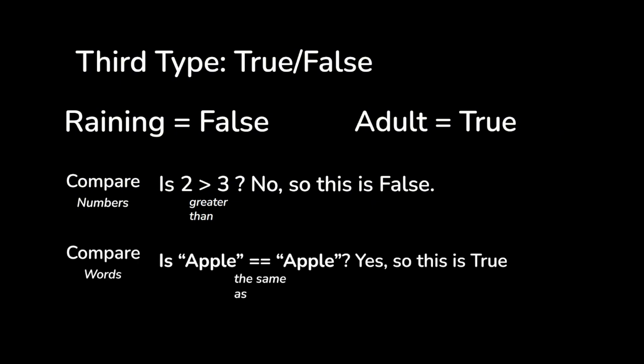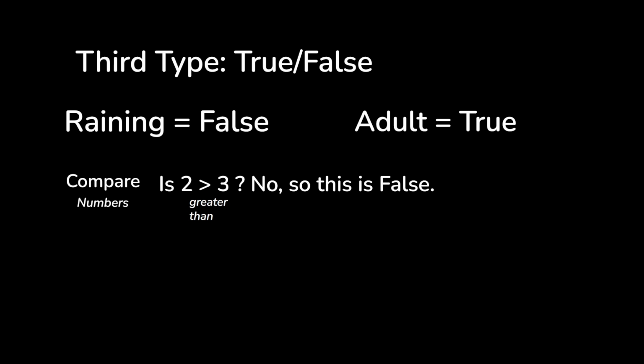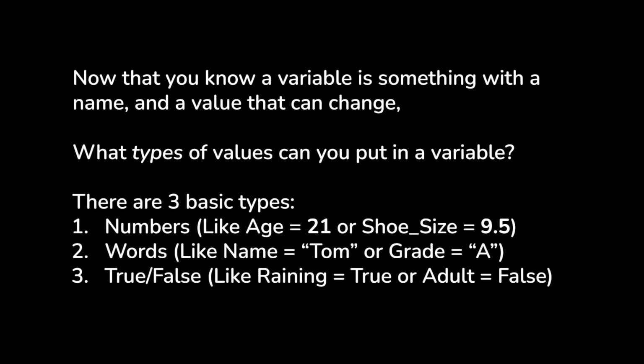You can also compare words to each other. Is apple the same as apple? That's what the little 2 equal signs mean. In this case, the answer is yes. So this would come out as true. So those are the 3 major data types you can put in a variable: numbers, words, and true or false.